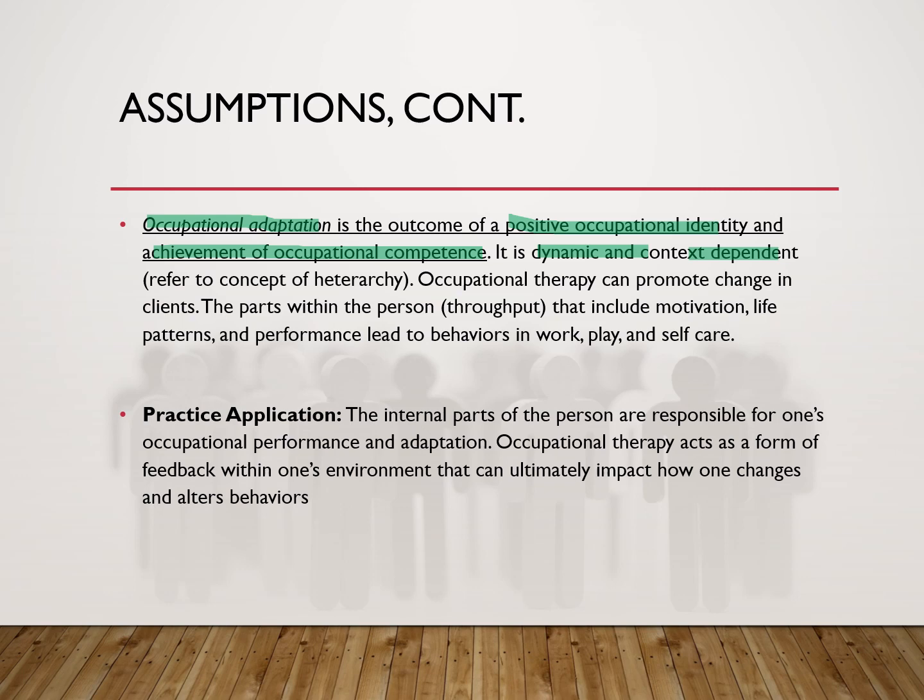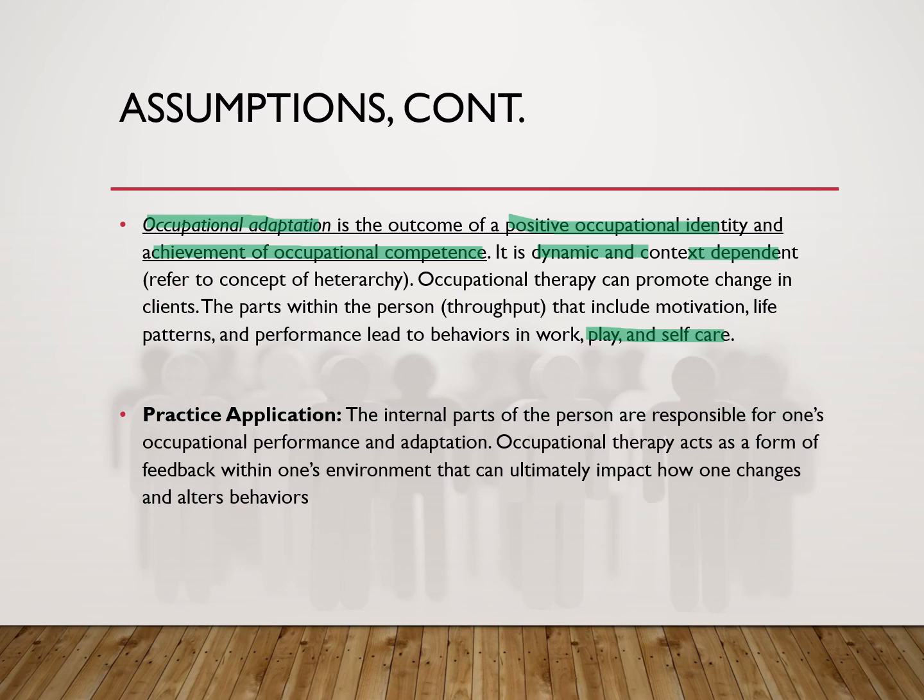The parts within the person, or the throughput, the volition, habituation, performance capacity, that include motivation, life patterns, and performance, lead to behaviors in work, play, and self-care. So the internal parts of the person are responsible for one's occupational performance and adaptation. So these are things that we're saying, same thing again. Whatever's working on the inside is producing what's coming out.